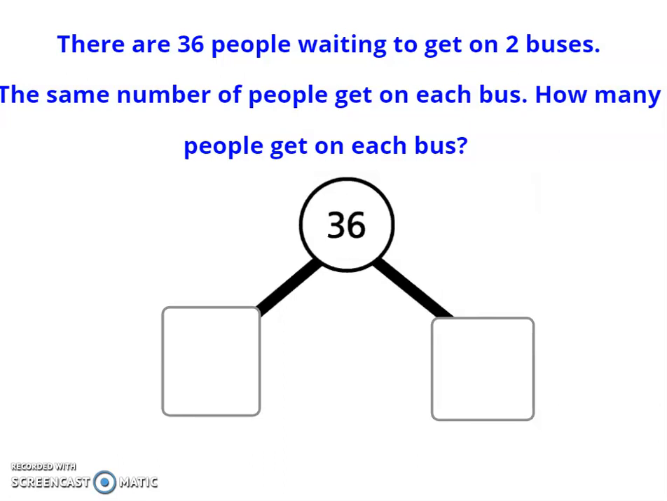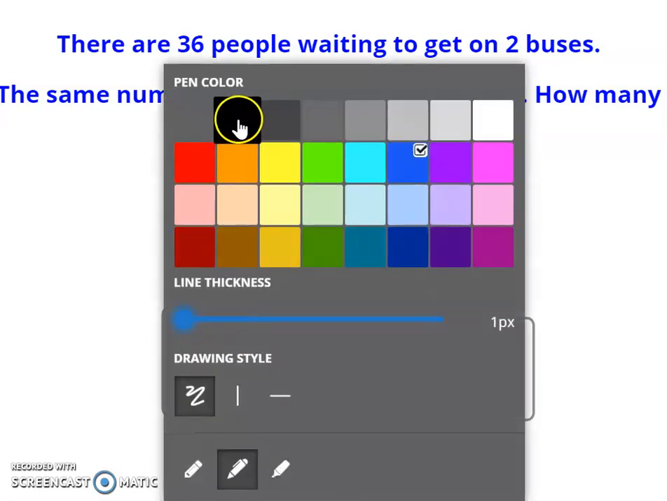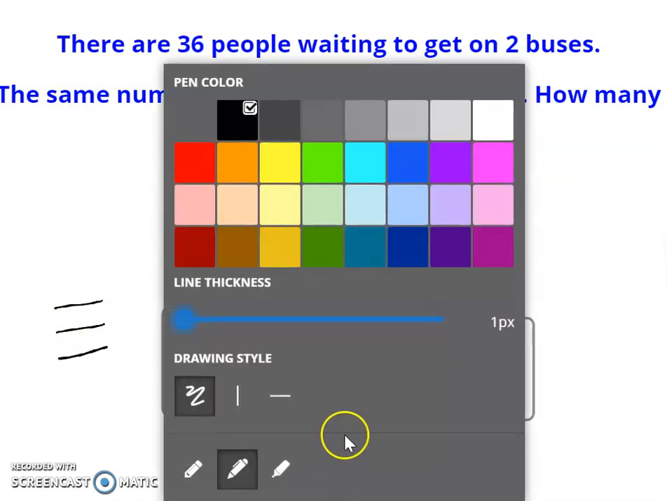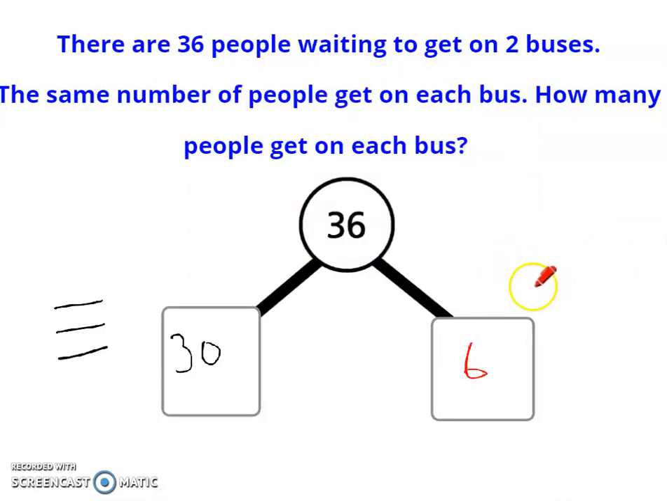There are 36 people waiting to get on 2 buses. The same number of people get onto each bus. How many people get on each bus? So my first step for this is going to be partitioning my number 36 into my 10s and my 1s. And I'm going to represent these using my base 10. 1, 2, 3 for my 3 10s. 1, 2, 3, 4, 5, and 6 for my 1s.